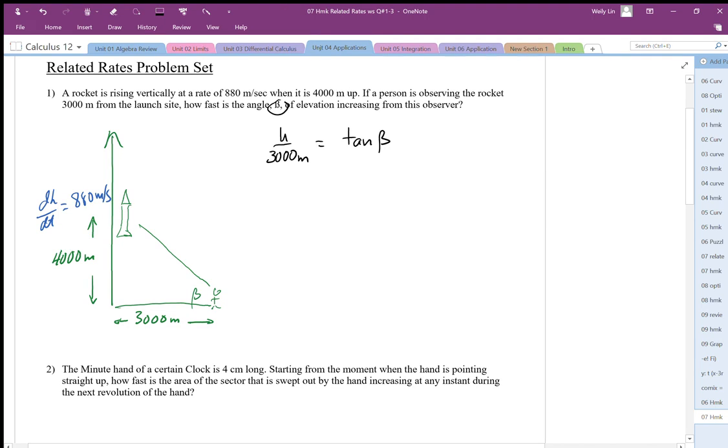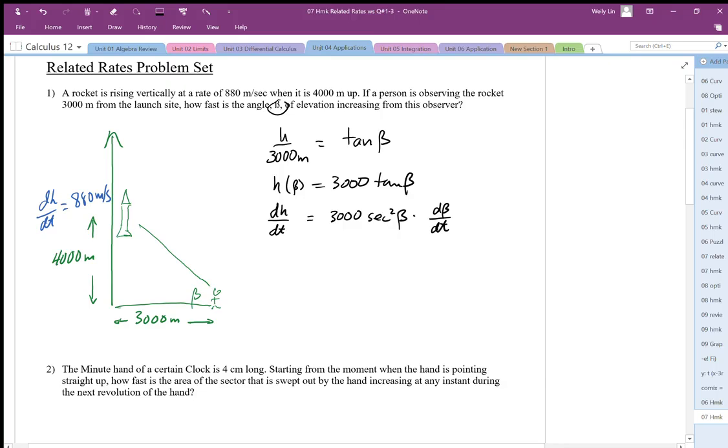So there's our equation relating the height to tan beta. I'm just going to make this a function of height. So h of beta is equal to 3,000 tan beta. And we want to generate a d beta by dt. So we're going to first of all differentiate the h, so dh by dt, and that's going to be equal to 3,000 secant squared beta times d beta by dt. And there's what we want, that d beta by dt.